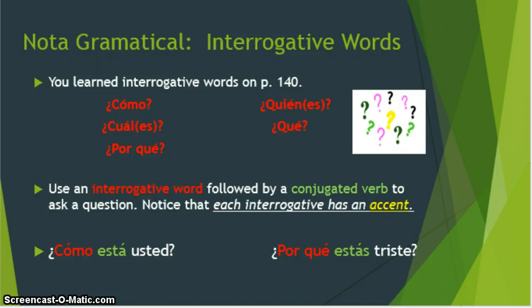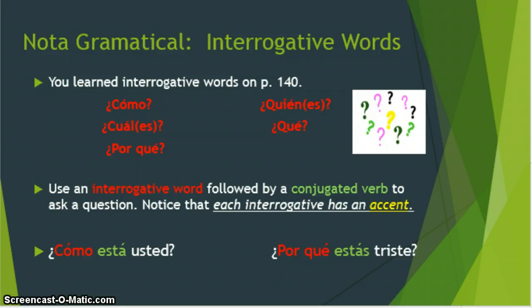So we've seen some of these in our vocabulary in semester 1. We're now going to review kind of the rules on using them. So anytime I'm forming a question, I'm going to start with my interrogative word, the words I have in red, followed by a conjugated verb. So we know we've worked with AR verbs and we practiced the verb estar last chapter.